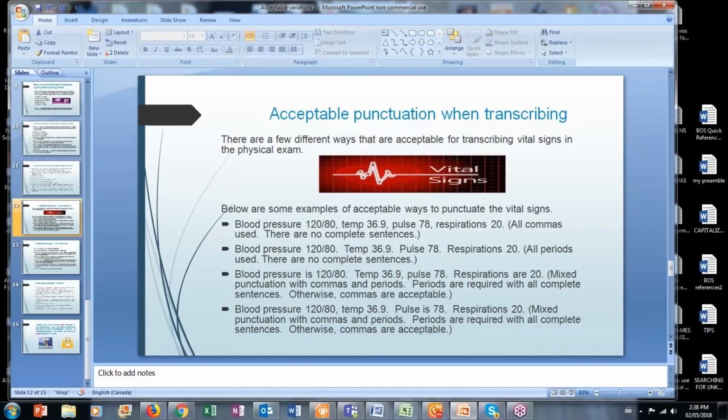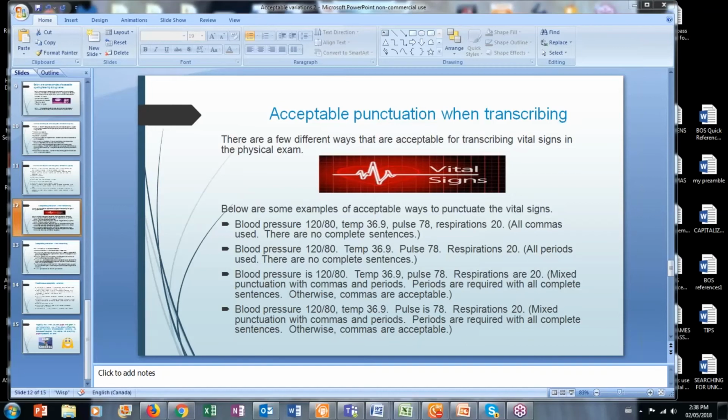So there are a few different ways that are acceptable for transcribing vital signs in the physical exam. This is something else that we get a lot of questions about. It's like, well, why were the vital signs commas this time? Why were they periods this time? How come I got marked wrong by an instructor? So I'm going to explain these out to you.